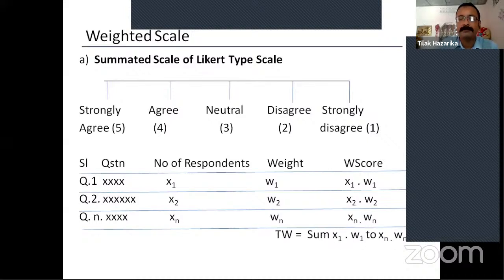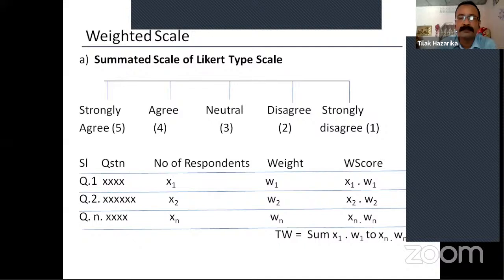And the sum of the total weight will be x1 into W1 plus x2 into W2 plus, it will go up to xn into Wn. This is the sum of the total weight against the particular parameter under which we have designed n number of questionnaire. This is the total weight of the given parameter through which we design the questionnaire and we generate the response from the respondents.